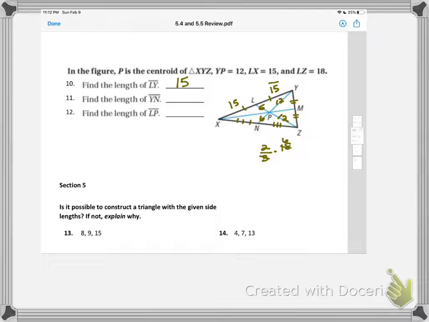Okay, YN is the entire median, and so you're going to add 12 plus 6 that we already have labeled there. That's going to be 18. LP is the short side of the median, so that's going to be 6. And I had all those answers already figured out before I ever got to the problems. Okay, let me do these next two questions on the next page so I can have some more room for it.